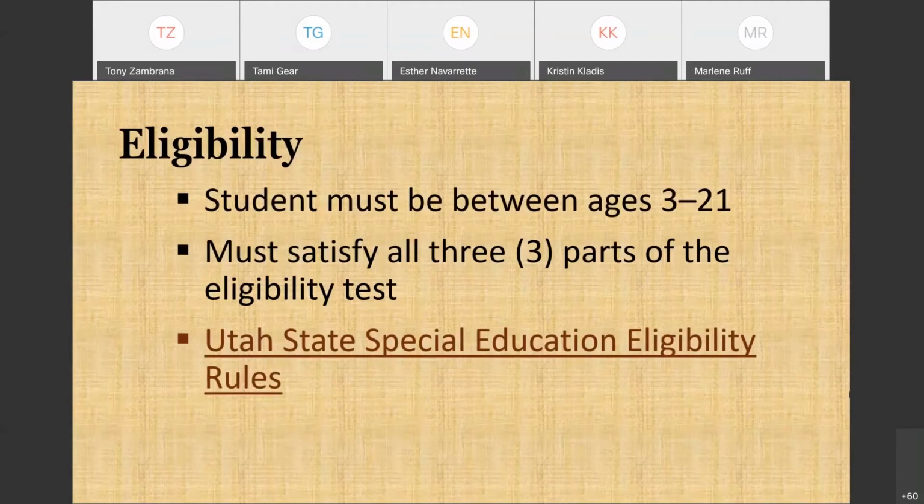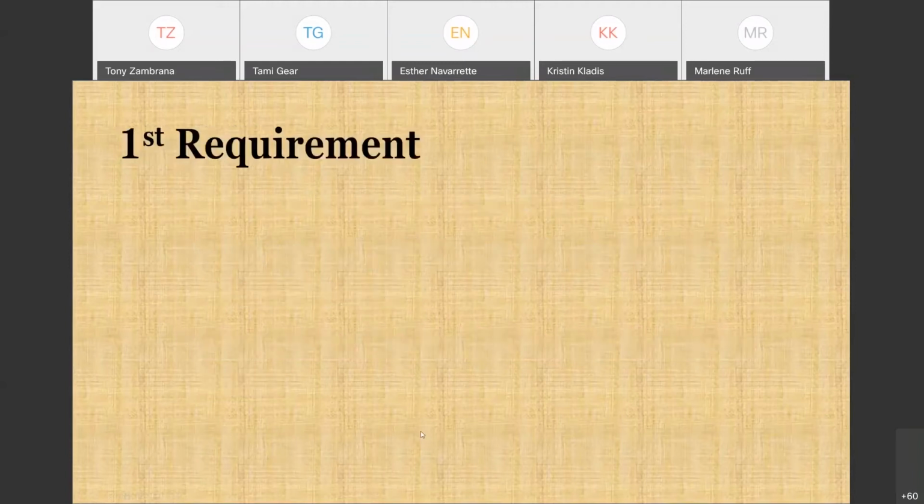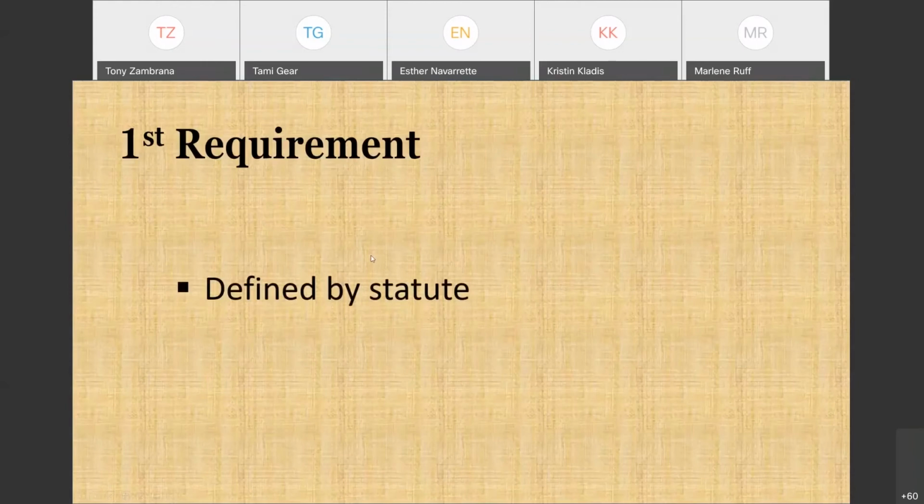So there may be some changes in the special education rules, but eligibility, there's a few things that have changed. So use this for now for questions, but know that a new one is on the way within the next month or 2. Okay, so when we talk about eligibility for special education, we talk about 3 requirements or 3 prongs, and that in order to be eligible for special education, you have to meet each of those 3 requirements or prongs. The first requirement or prong is defined by statute.